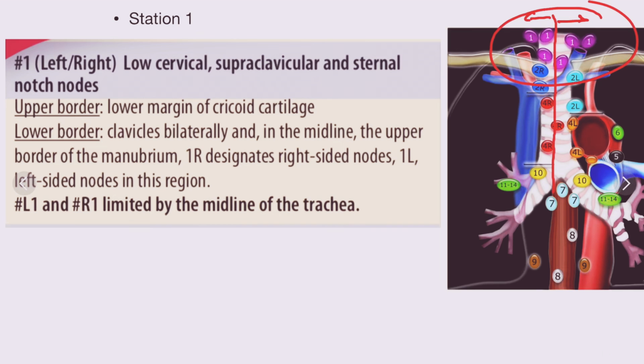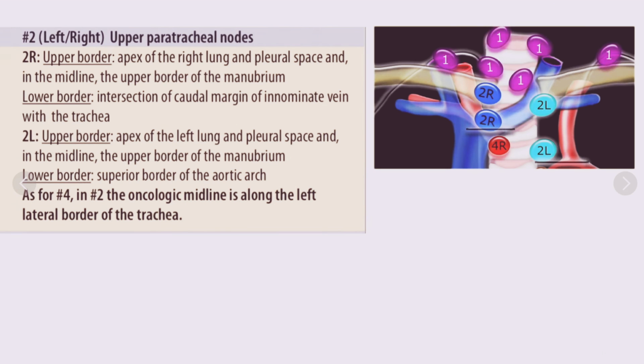So here we can make a line from the upper border of the manubrium and the clavicles bilaterally. The upper portion of this is made by lymph node station 1. So let's discuss lymph node station 2.